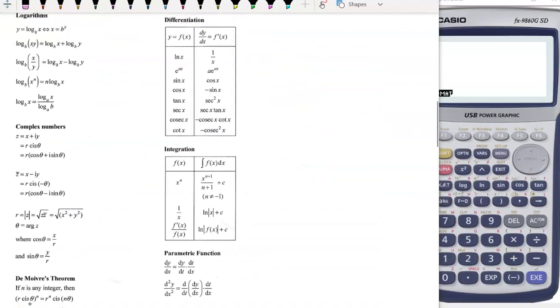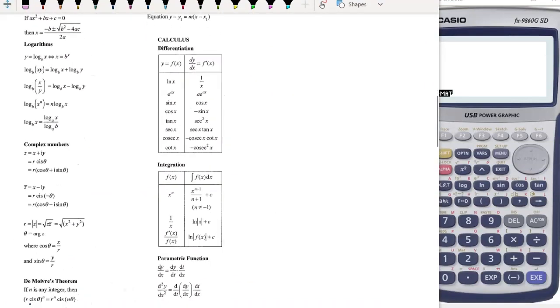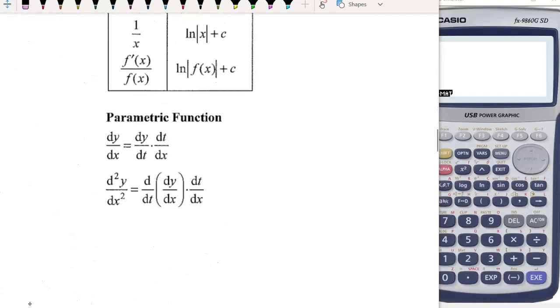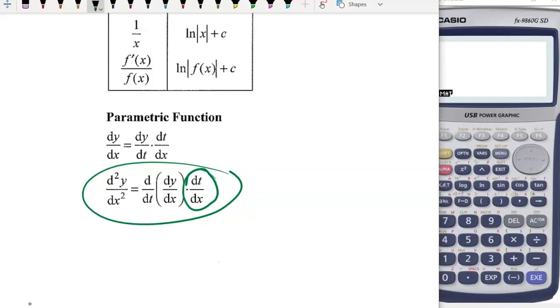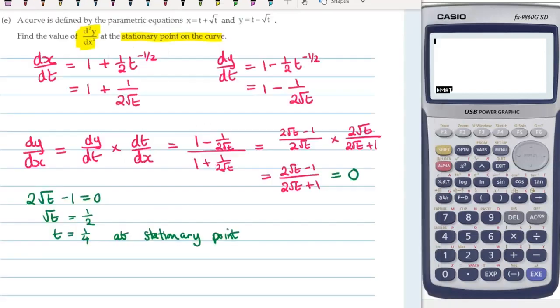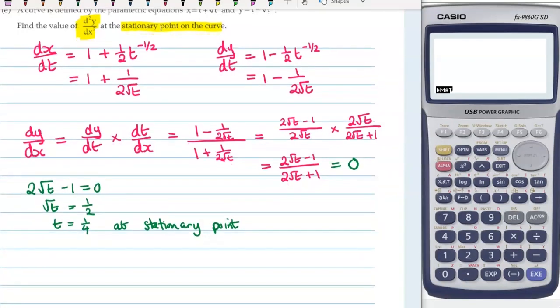So I'll just flick over and show you. So here's where it is on the formula sheet. If we're doing the second derivative, the bit that often gets forgotten is doing this times by dt by dx again. So we need to differentiate it again, and then times by dt by dx again. So now we've got t is a quarter. We need a function for the second derivative.